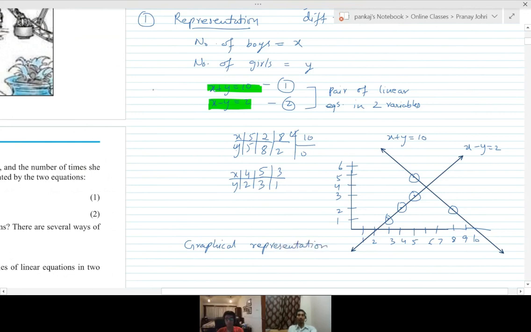And this is the algebraic representation. So you can just quickly note this as you want to. In the representation, we have algebraic and graphical representation, and quickly just write the equation and a simple graph.